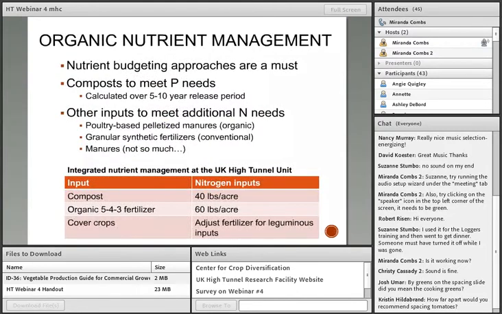Okay, and then I'm just going to comment very briefly. I'm going to shift gears here and just mention organic nutrient management. And so this is pretty much our general nutrient management plan for all of the crops on the farm, or all the crops in the high tunnels.